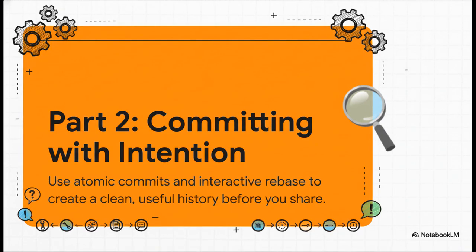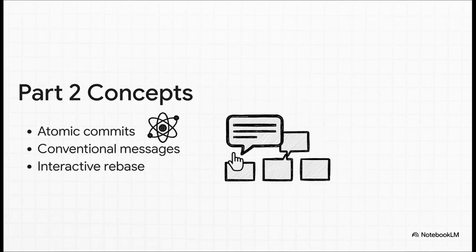Then, we're going to build on that foundation with part 2, committing with intention. This is all about how to create a project history that's actually useful, a story that you or someone else can read and understand months or years from now. Because a commit isn't just a save point, right? It's a piece of documentation for your future self. Seriously, 6 months from now, when you're digging through the history trying to figure out why a change was made, you're going to be so thankful that you left a clean, clear history. And we'll use awesome tools like interactive rebase to make sure that history tells a great story.